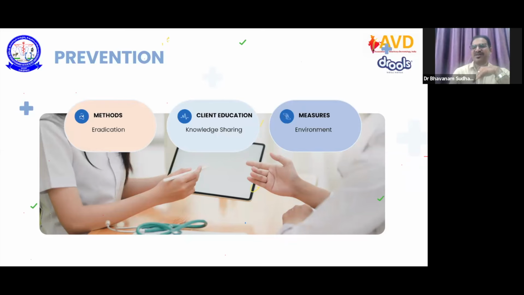Next, measures for the environment. What measures can be taken? If you look at the life cycle of the external parasites, only the adult stages will be on the host. They are taking their meal from the body. But all the other stages, most of them, will be outside, except for a few mites.